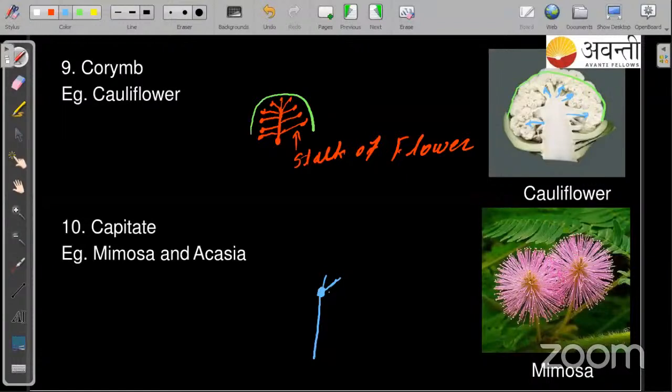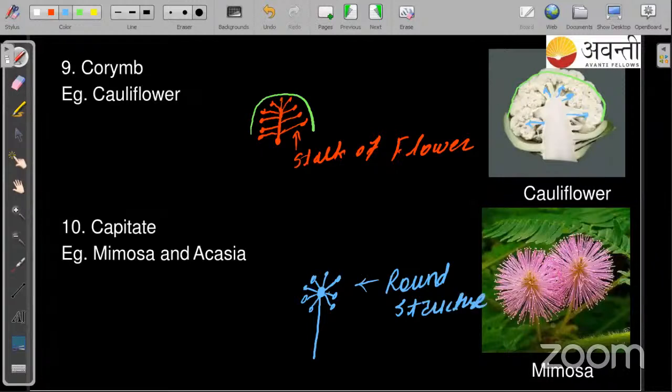Actually, this is a stalk. But in the case of sessile flowers, here is the individual stalk and these are the flowers, and they develop the globose structure. Globose means a round structure. They develop a round structure.